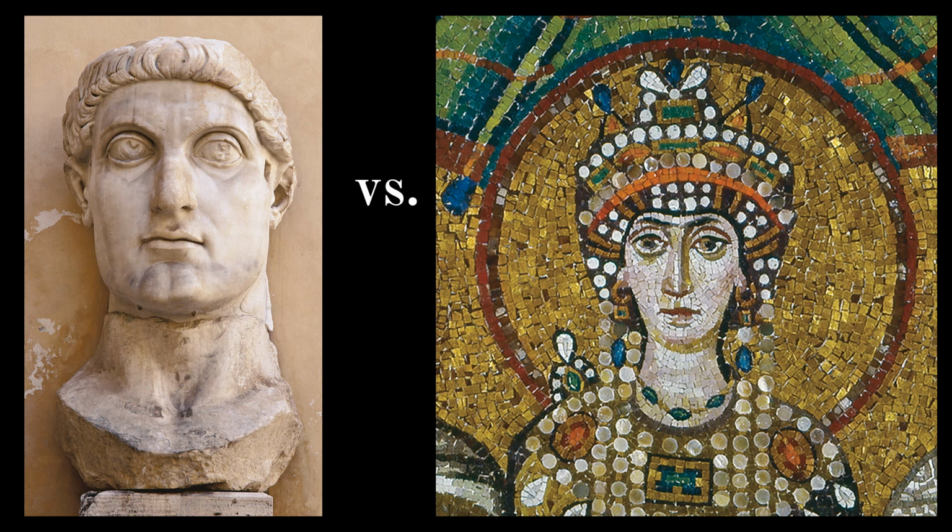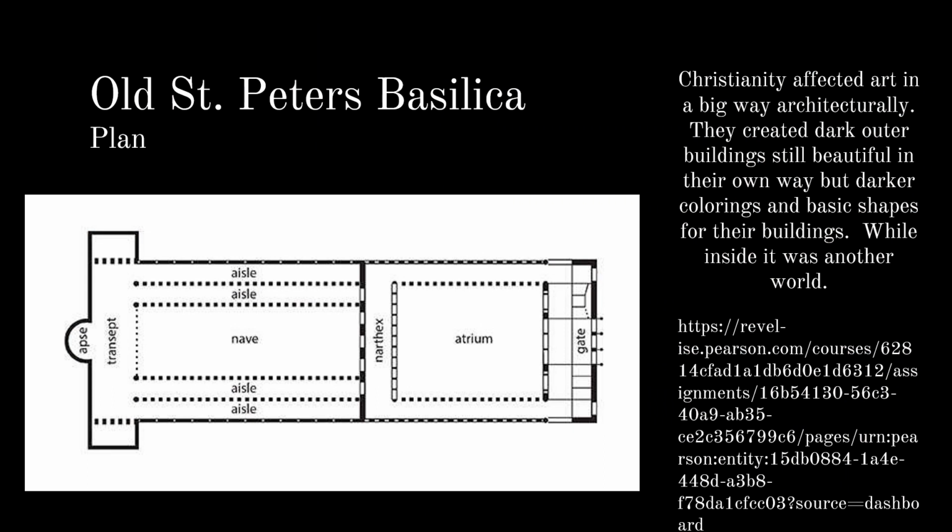Here is a great example showing the bust of Emperor Constantine and the beautiful mosaic, showing that although they are two very different pieces of art, you can see how the similarities in the eyes and how the human form is created is carried over from one art piece to the next.